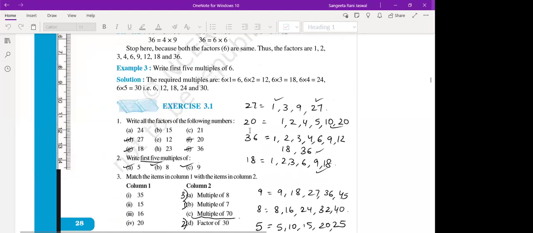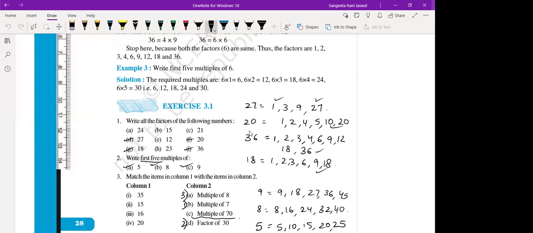So, write all the factors of the following numbers. Now, you have to write the factors in this. See here. Now, let's take any number. Say 24 I have taken. How do you write the factors of 24? Can you make the factors of 24? Yes, Neha, tell me the factors of 24.